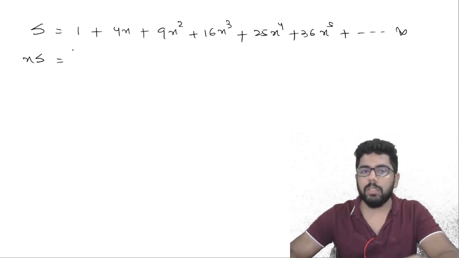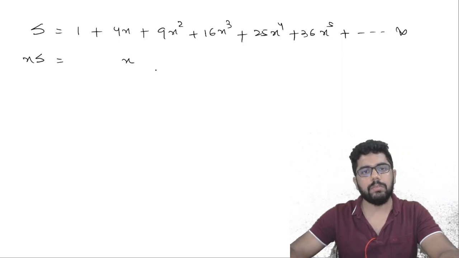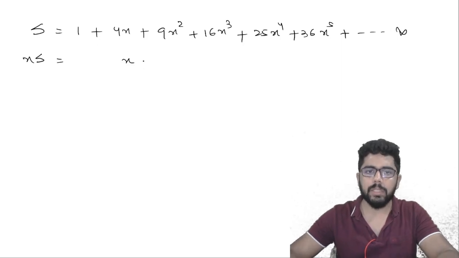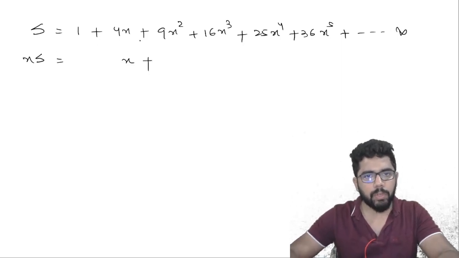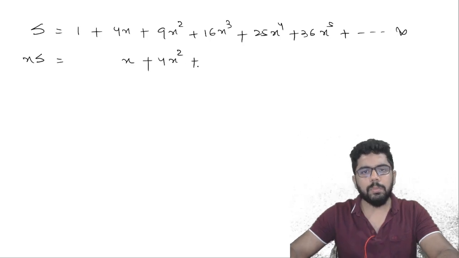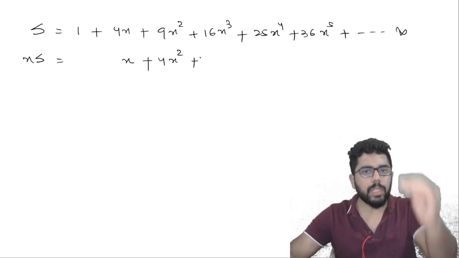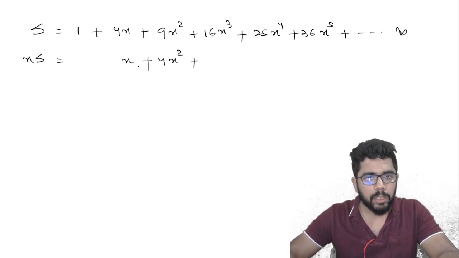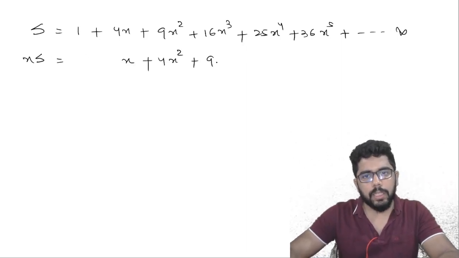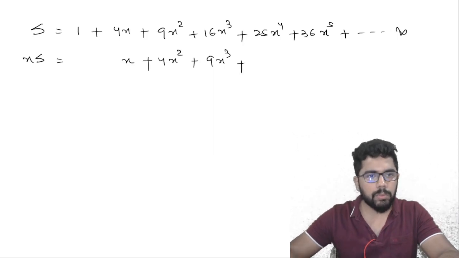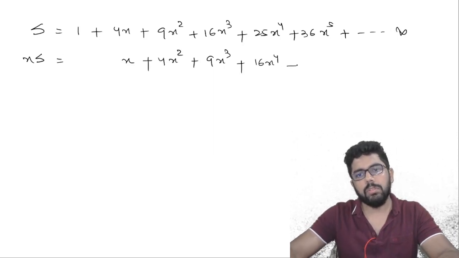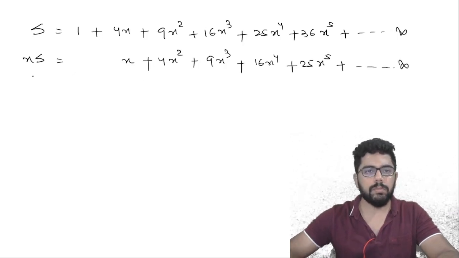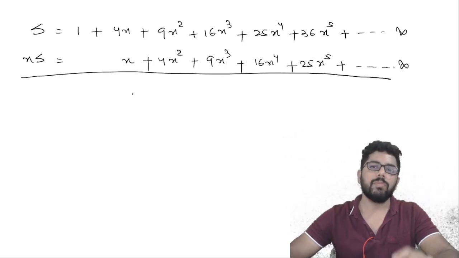So x into 1 will be x. I'll write it below 4x. Just write the corresponding variables below each other. So when you are getting x, write it below 4x. Then 4x into x will be 4x square, so I'll write it below 9x square. Let me just leave one place and then write, so that the subtraction or whatever computation you are going to do next will be easier for you to understand. Then x into 9x square is 9x cube. Similarly 16x cube into x is 16x to the power 4, and then 25x to the power 5, and so on till infinity. So you get these two series.